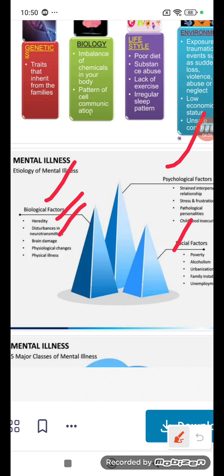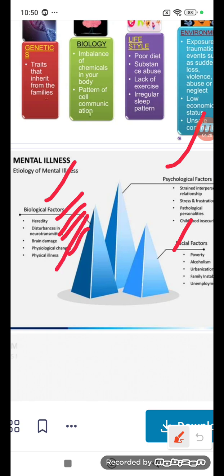Then a disturbance of neurotransmission, meaning calcium channels get blocked, depolarization and repolarization processes are disturbed, and dopamine levels decrease or increase. And brain damage due to physical and psychological changes and physical illness create some disturbance in the body and lead to mental illness.